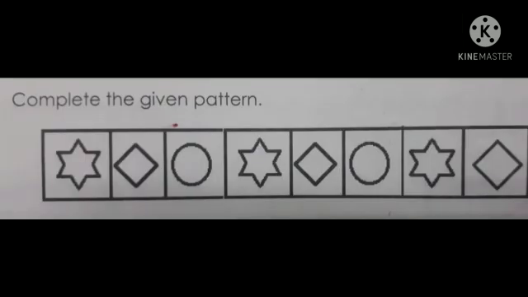Complete the given pattern. Here you can see one strip. In that some shapes are given. First one is star. Second one is diamond. Third one is circle. These patterns repeat. Again star, diamond, circle. Star, diamond. So here we are going to find out what will be the next. Here the next is star. Moving on to the next.